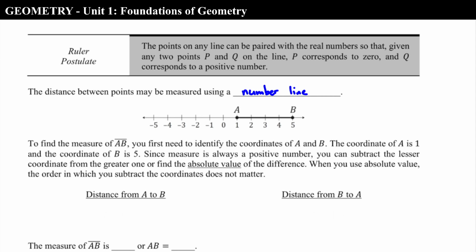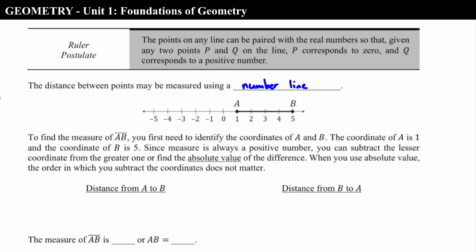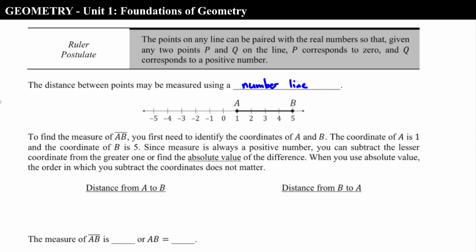To find the measure of segment AB, you first need to identify the coordinates of A and B. The coordinate of A is 1 and the coordinate of B is 5. Since the measure is always a positive number, you can subtract the lesser coordinate from the greater one, or you can find the absolute value of the difference. So it really doesn't matter which way you subtract, as long as you take the absolute value, you can still come to the same value.